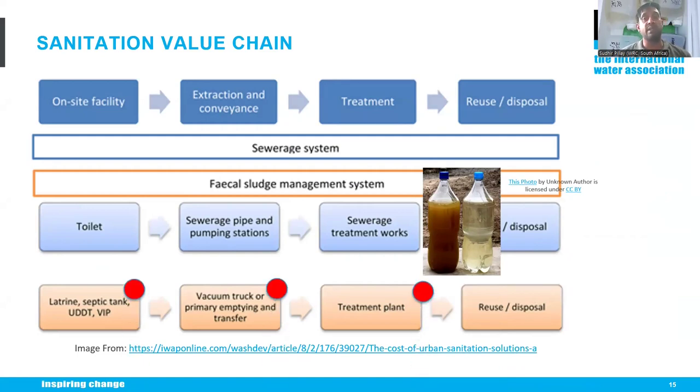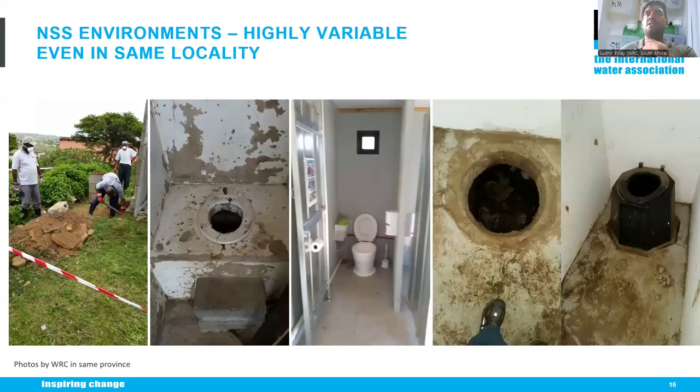So you could look at the toilets itself. You could look at the emptying, how it's collected in honey sucker trucks or collected sludge or some type of vacuum type of system. You can even look at a treatment plant. So this is the variability that exists when you look at non-sewered areas.